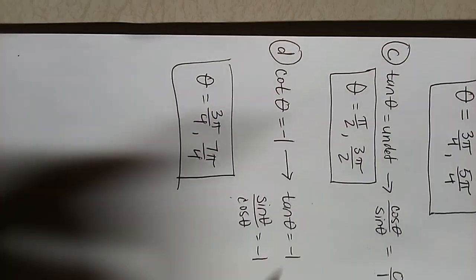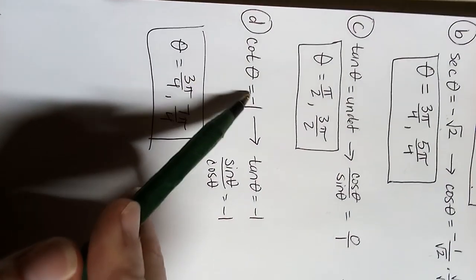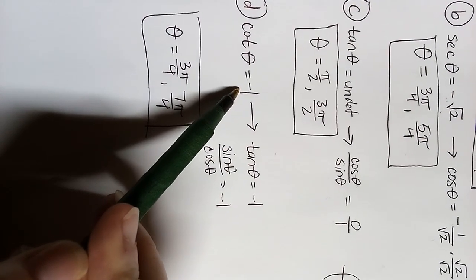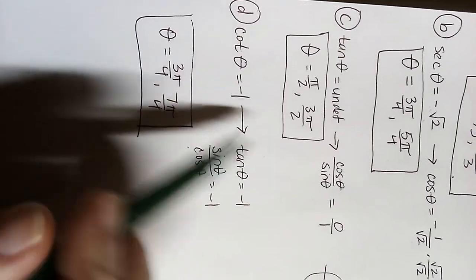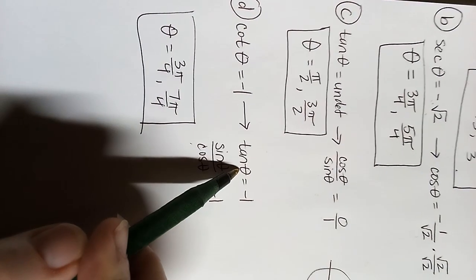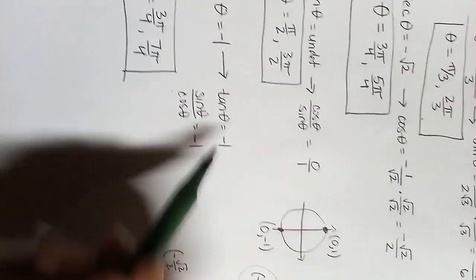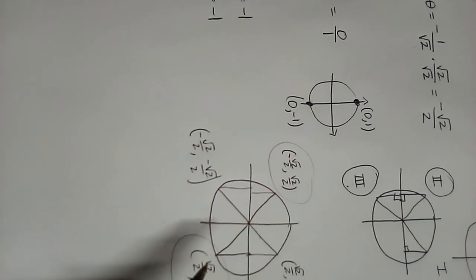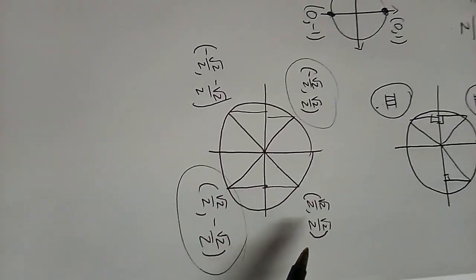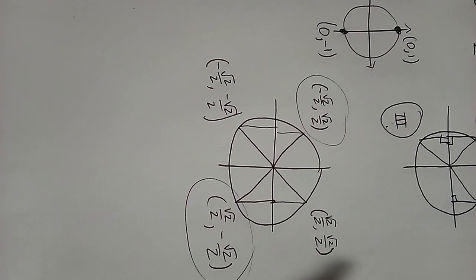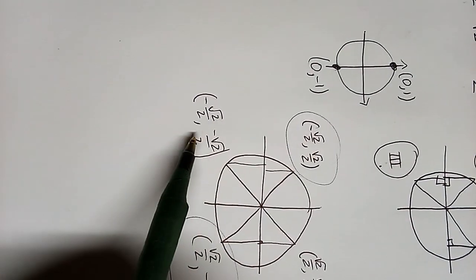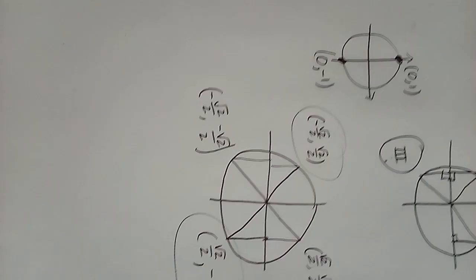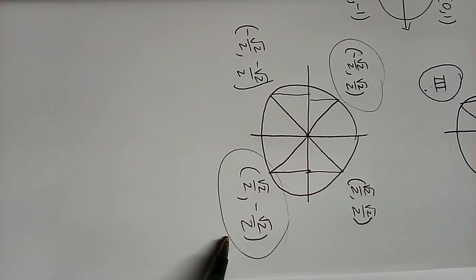Okay, and then the next one, cotangent theta equals negative 1. The reciprocal of cotangent is tangent. So where's tangent negative 1 on the unit circle? I don't have a unit circle, but I know that anything over itself equals 1. So if this is cosine and sine, I need where they're opposite of each other. So it's in quadrant 2 and in quadrant 4.